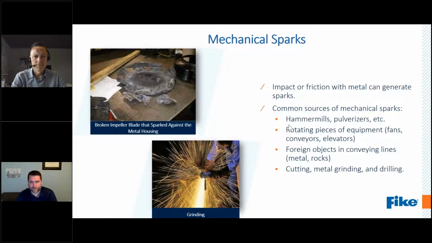So we've got mechanical sparks as an example. This is that impact or friction with metal that generates sparks. Common sources are hammer mills, pulverizers, and grinding equipment that can create mechanical sparks, either if it's operated incorrectly, if it's not in alignment right, or parts can break off and create sparks, or you can have foreign objects come in and that creates sparks.